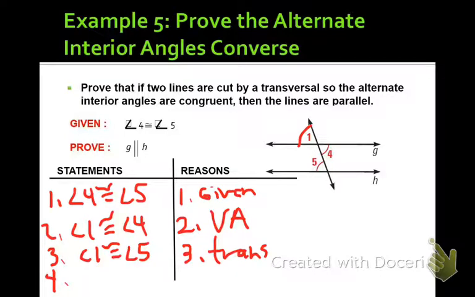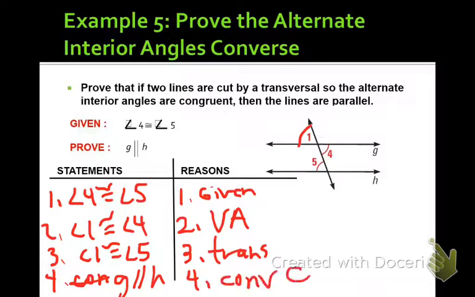Step 4, we can say if 1 and 5 are congruent, what is 1 and 5's relationship? What are they? Corresponding. And by converse of corresponding angles, if the corresponding angles are congruent, then the lines are parallel. So we can say G is parallel to H, and that's by converse of CA.